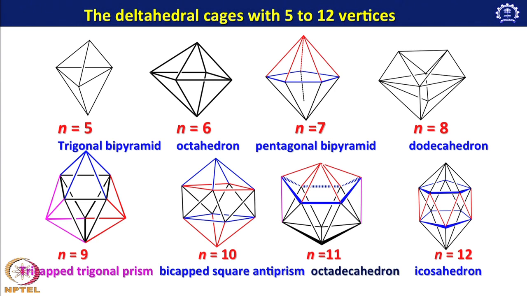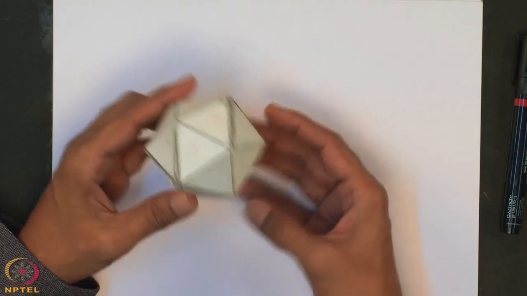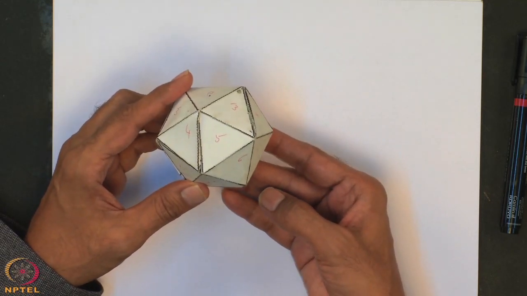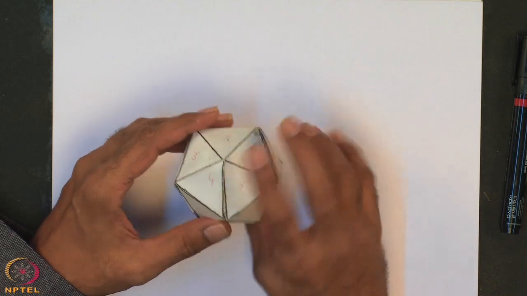And also we have next one is for n equals 11, octadecahedron, and then for 12 it is icosahedron. I showed you this is icosahedron. We have 5 here and another 5 here, and then 1, 10, 11 and 12. We have 12 vertices. This is icosahedron.